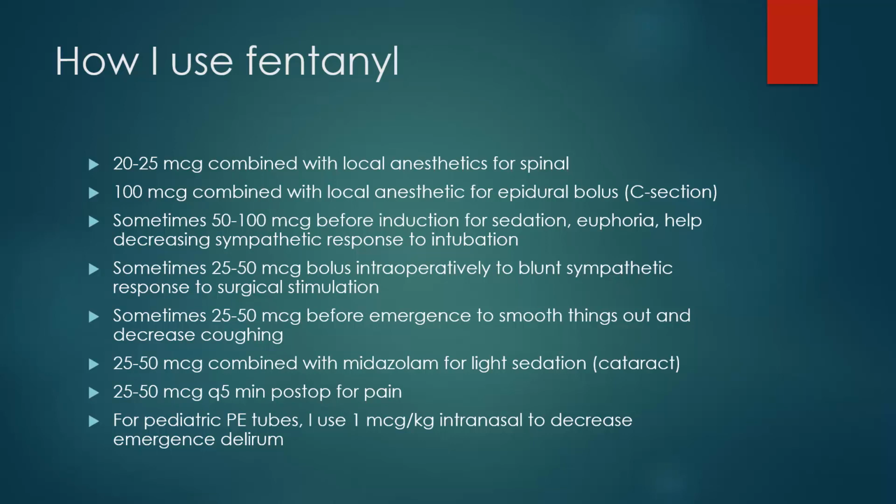Usually you need about 3 to 5 mics per kilo to blunt the sympathetic response completely, but I almost never use that much. Sometimes I use low dose 25 to 50 mic boluses intraoperatively to blunt the sympathetic response to surgical stimulation. Sometimes a low dose before emergence to make the patient cough less for a smoother emergence. For cataract surgery in particular, I usually use 25 mics, sometimes 50 mics, combined with midazolam for light sedation. And postoperatively, low doses every 5 minutes for pain.